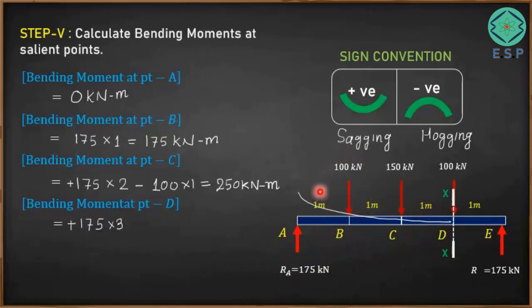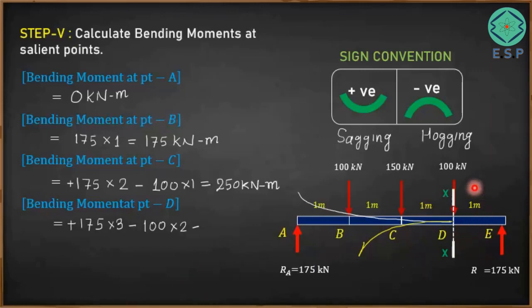Now the bending moment caused by 100 kilonewton will be 100 into distance, which is going to be 2 meters, because the distance of this force from point D is going to be 2 meters. And it causes the beam to bend something like this, so it is going to be negative. So since the beam is bending in this fashion, the bending moment by 100 kilonewton is going to be negative. So minus 100 into 2.